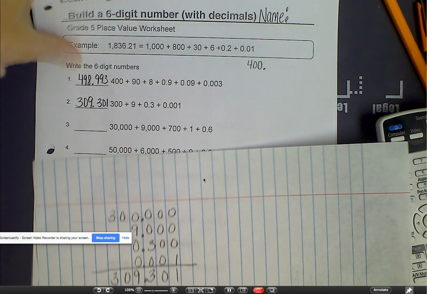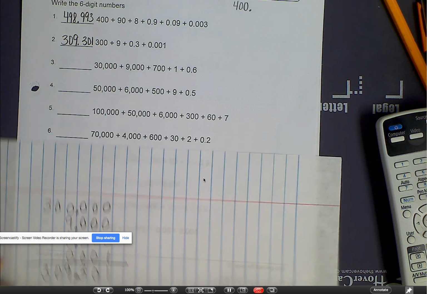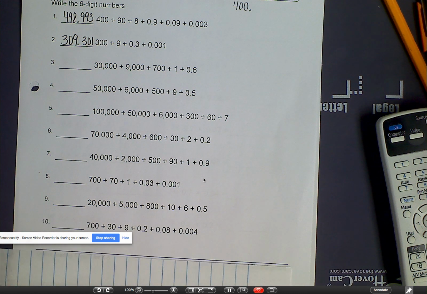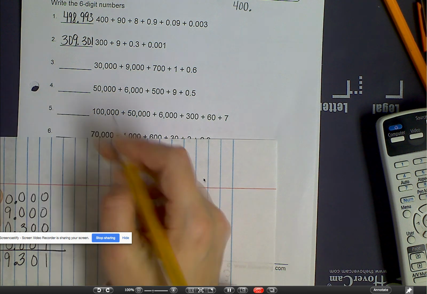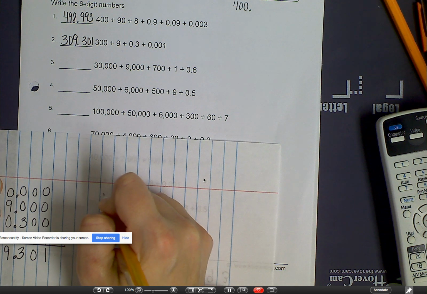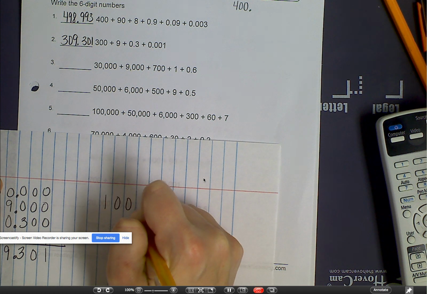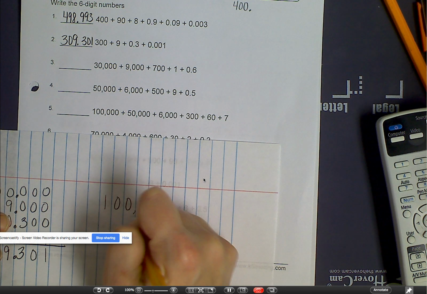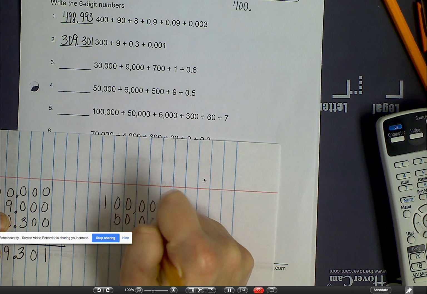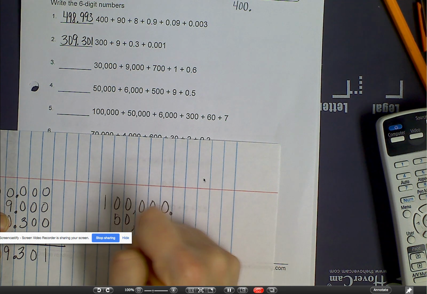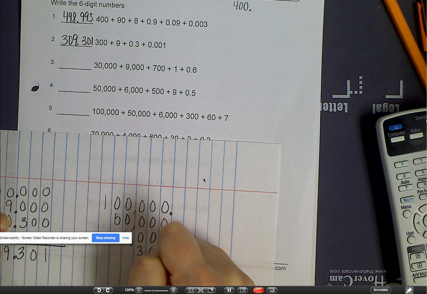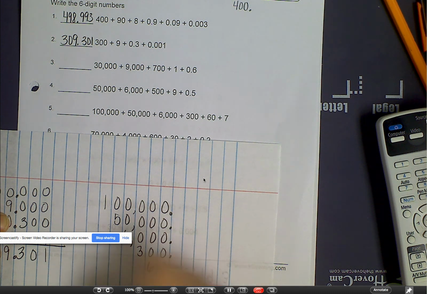Okay, I'm going to do one more with you. Let me look for a hard one. Let's do number 5. So number 5, I have 100,000. That's a comma, 000 decimal. The decimal's right there. 50,000. Decimal's right there. 6,000. Decimal's right there. 300. Decimal's right there. 60, and then 7.